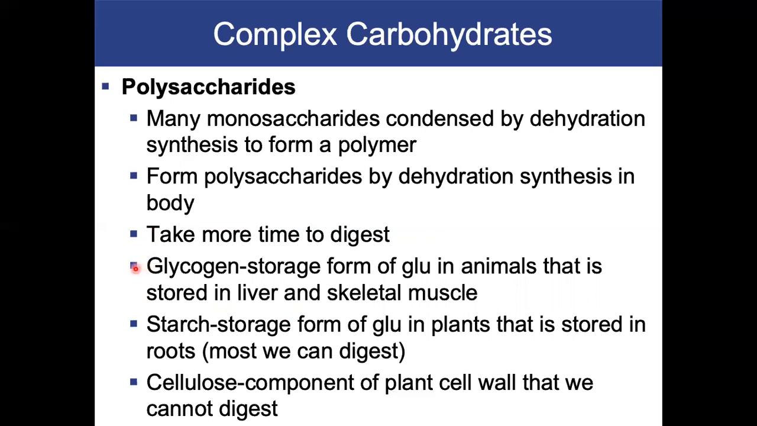Glycogen is a storage form of glucose in animals. It's stored in the liver and skeletal muscle, right? So glycogen is actually a chain consisting solely of glucose, and it's stored in the liver and skeletal muscle. And we'll talk about that in a second.